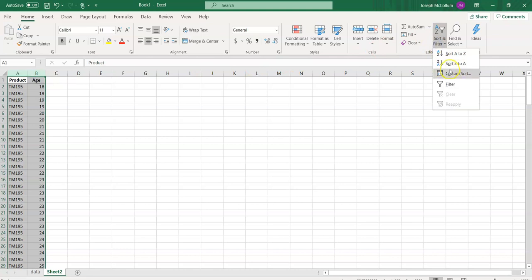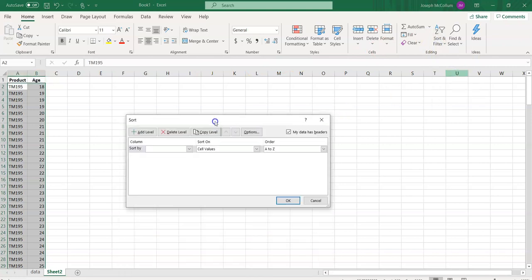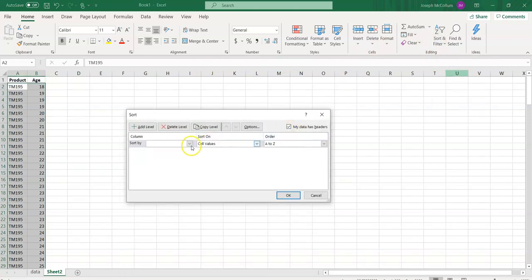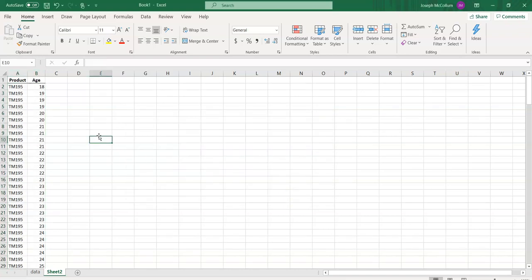So first thing I'm going to do is a custom sort. Make sure my data has headers, and I've highlighted the data, and I click product. So my data has headers. I clicked on product to sort that first, and then I'm going to add a level, and then I'm going to sort on age, smallest to largest. Click, and everything should be sorted now.